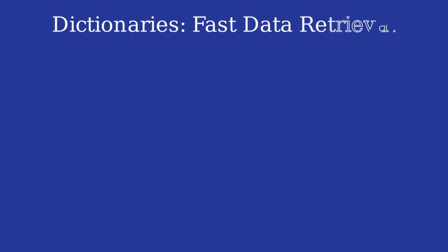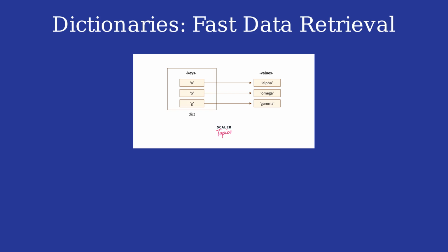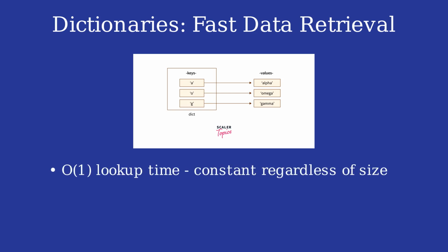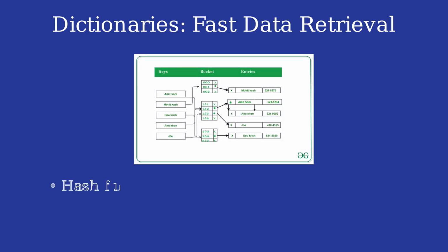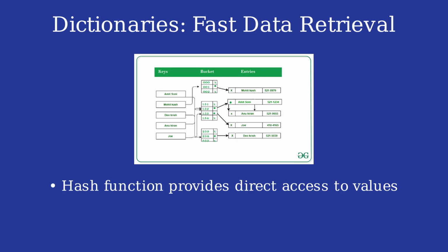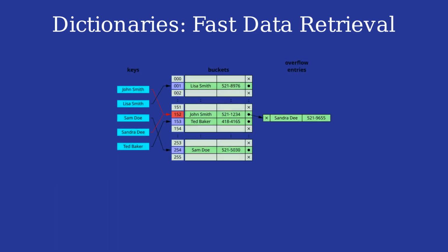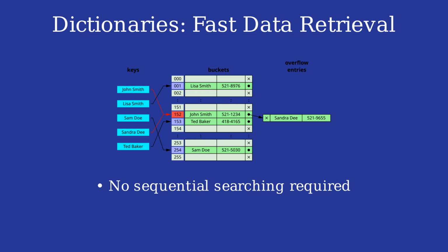Dictionaries provide extremely fast data retrieval based on keys. Unlike sequential data structures like lists, dictionaries offer constant-time lookup performance regardless of their size. This speed is achieved through a hashing mechanism. Each key is run through a hash function that tells the dictionary exactly where to find the value. Unlike lists, where you might need to search sequentially, dictionaries can jump directly to the data. This makes them perfect for scenarios where you need to quickly look up values based on unique identifiers.